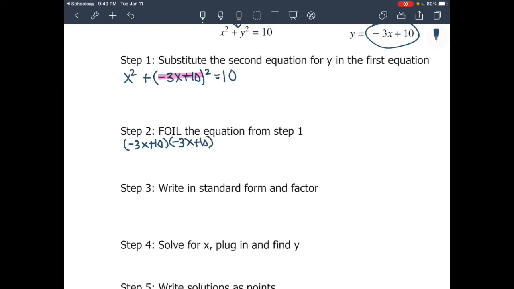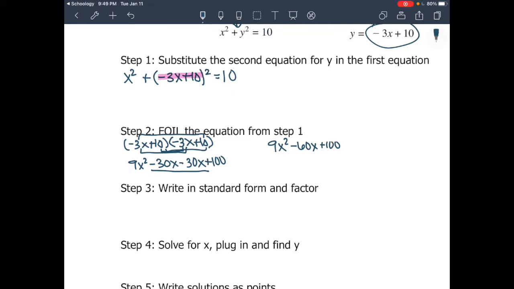So then FOIL is multiply first. So negative 3x times negative 3x, which is positive 9x squared. And then the outsides is negative 3x times 10, so negative 30x. Inside is 10 times negative 3x, which is negative 30x again. And then last is 10 times 10, which is 100. So then I'm going to simplify that to 9x squared, and then negative 30x plus negative 30x is negative 60x, and then plus 100.